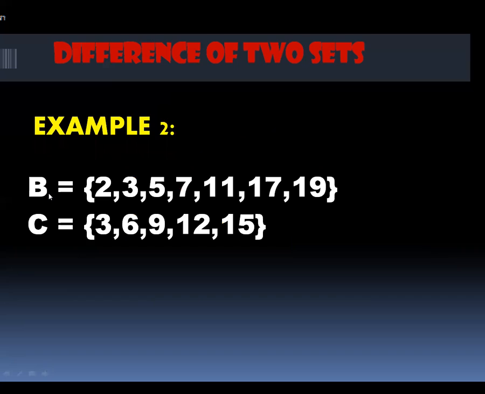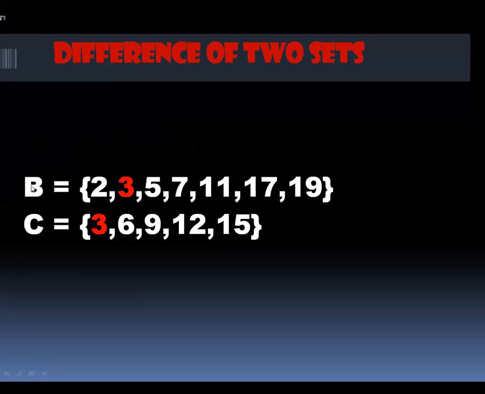Okay, another example. Example number 2. Set B is equal to 2, 3, 5, 7, 11, 13, 19. Set C is equal to 3, 6, 9, 12, and 15. So what is the first thing you're going to do? You're going to find first the elements that are common to sets B and C. Sets B and C have only one common element, which is 3. So what is the difference of B and C?